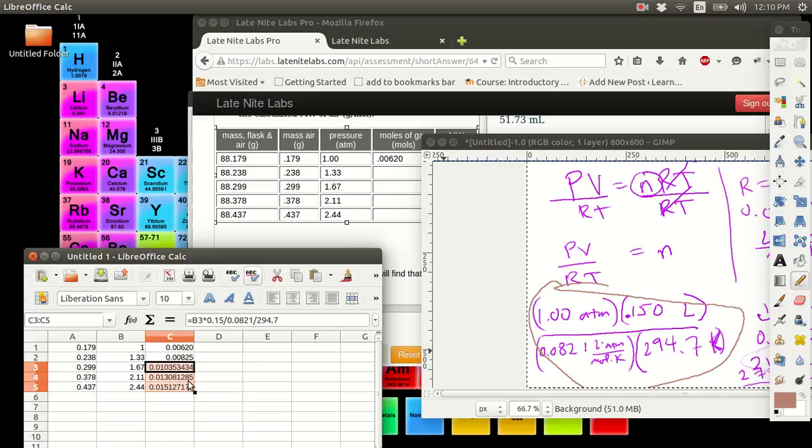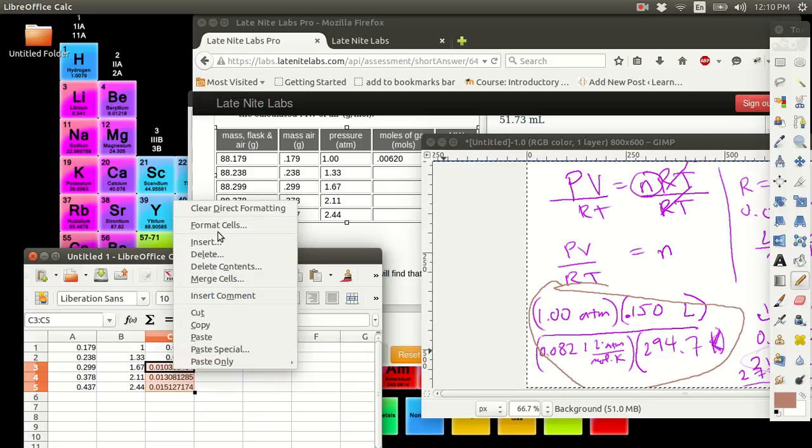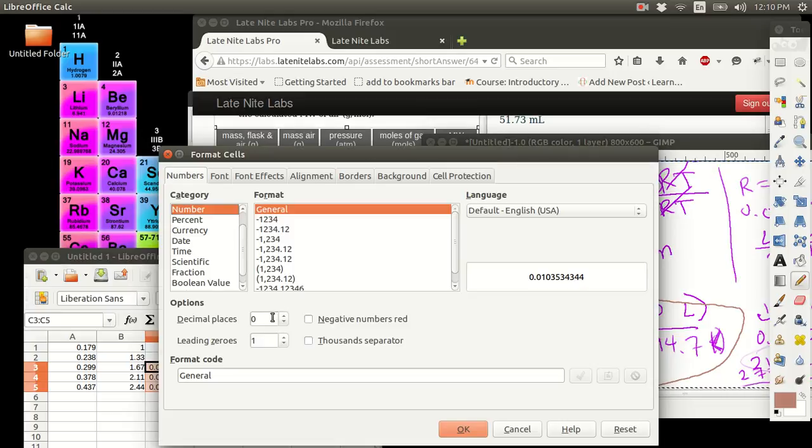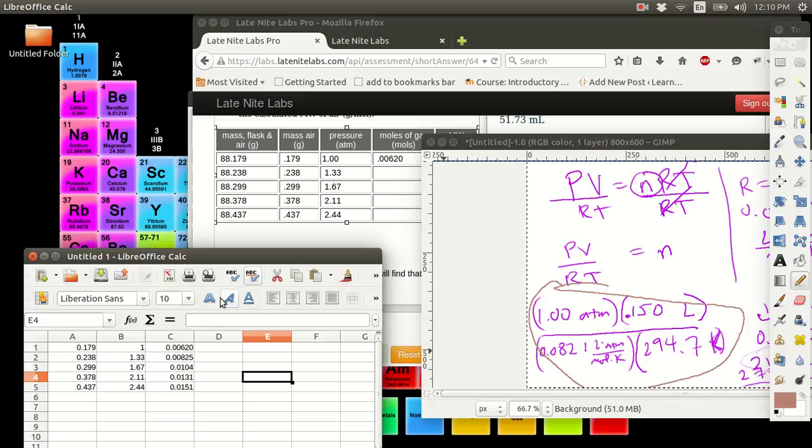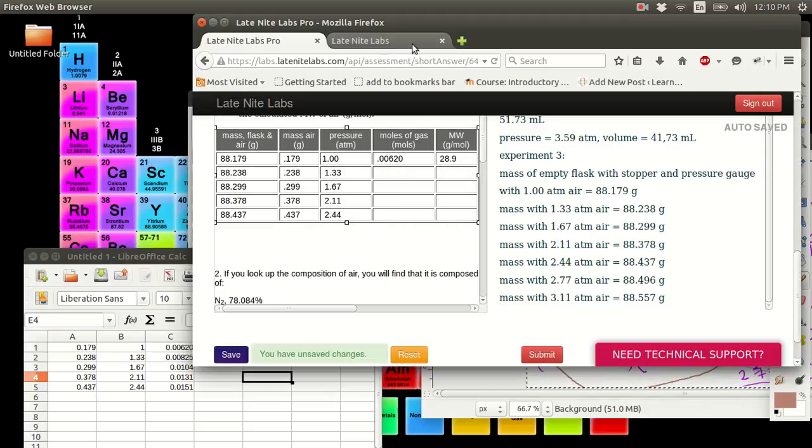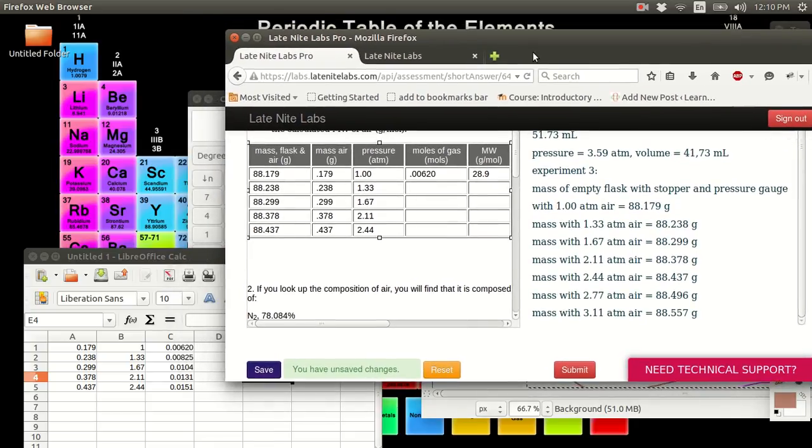So now I'm going to these numbers. To get 3 significant figures, I need to round to 4 spots after the dot rather than 5, because these are larger numbers. So round this to 4 decimal places. Okay, so that's going to give me all the numbers that I need for the moles of gas. Copy those in. I really recommend you use a program like this instead of just your calculator, because it's a lot more fun.